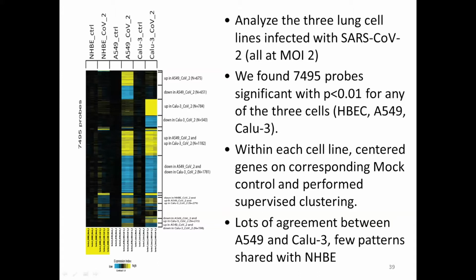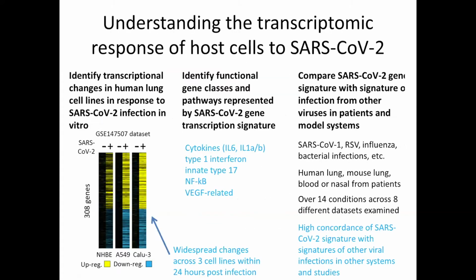We can define a set of genes that are common across all three cell lines. But it does seem interesting that there are some genes that are specific to some cell lines. I don't know if there's a story there, if there's reasons why the response would differ a lot between the different cell lines, but that's something that we're thinking about as well as looking at other data.